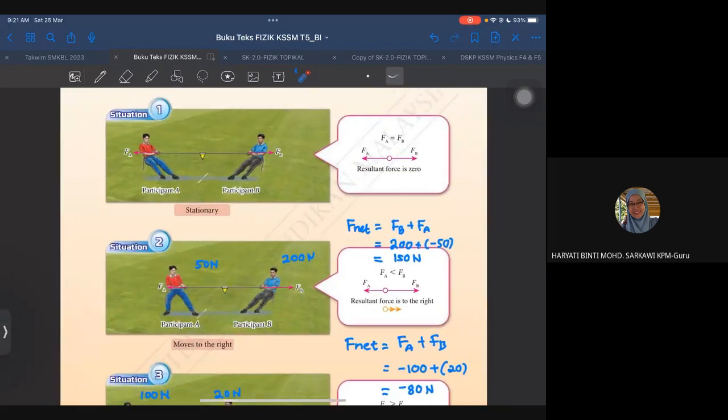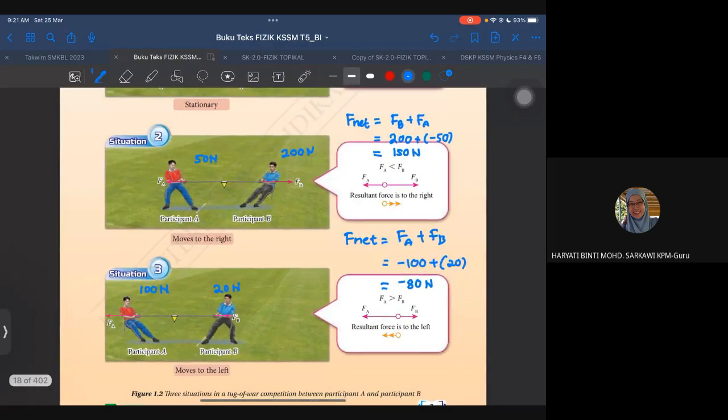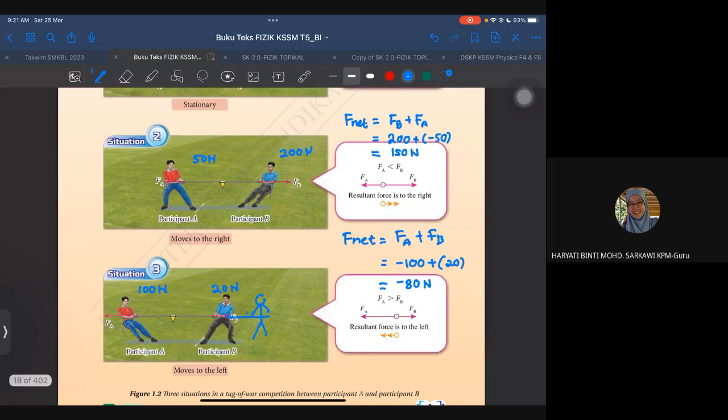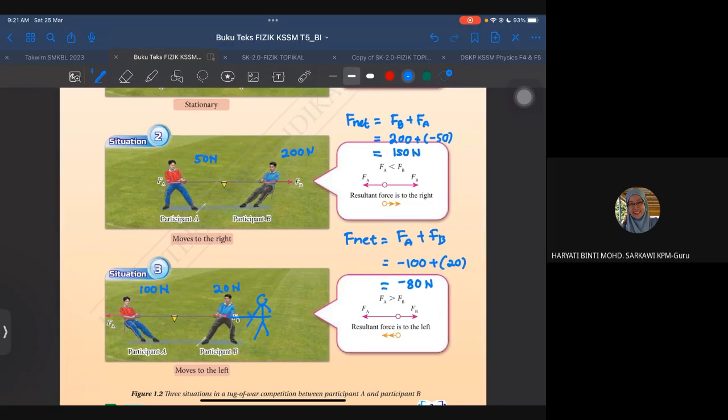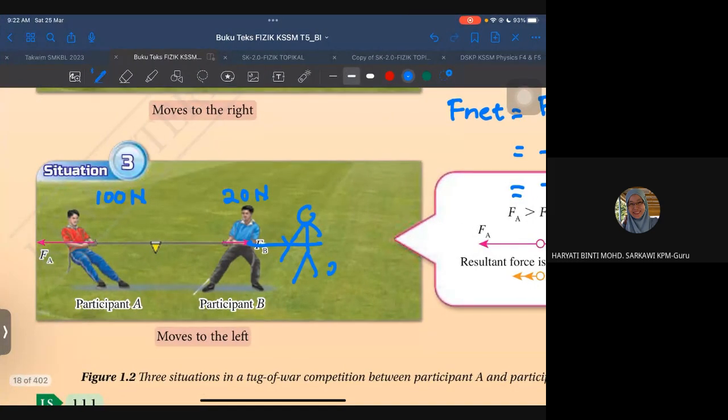Okay, next one. Let's say, class, I add in one more friend here, pulling. Let's say the force acted by this new friend is 200 newton. Guess what will happen? What happened, class? If another friend comes in and exerts force 200 newton to the right, the flag will be moving to the right. Correct.